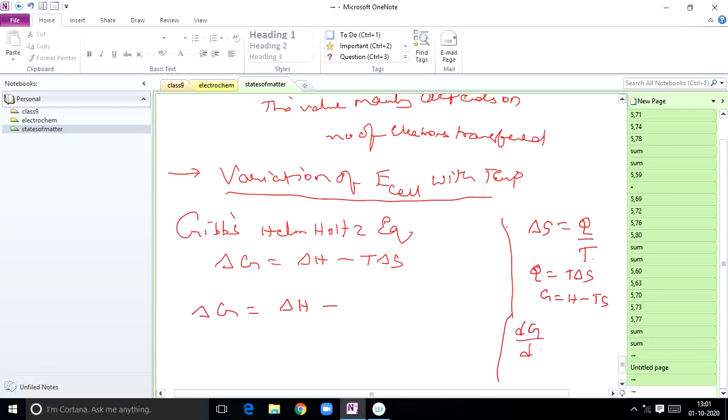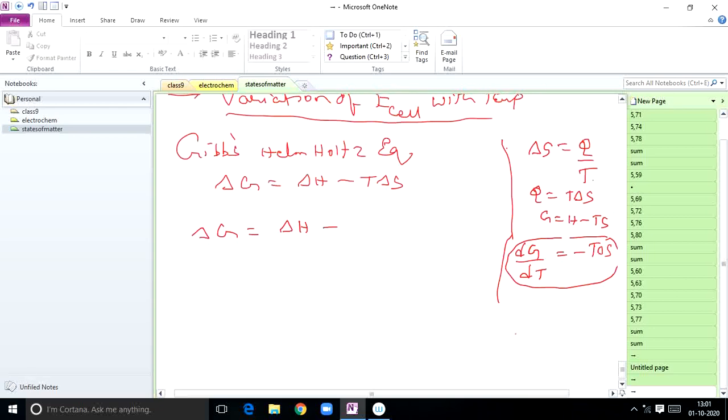dG by dT becomes equal to minus T delta S. So you substitute here that condition. In place of delta S you can write, because delta S is equal to Qp by T.